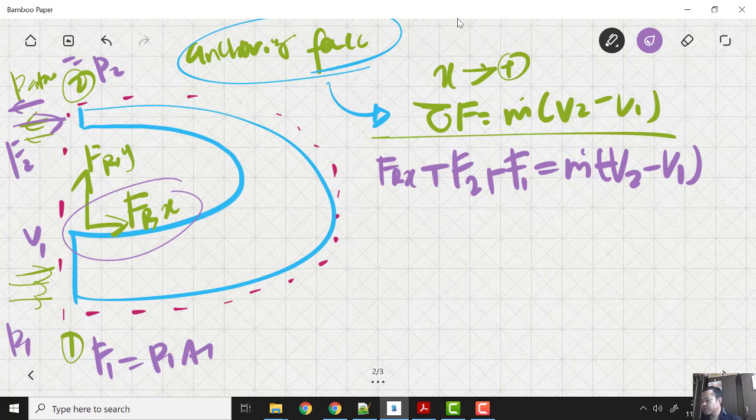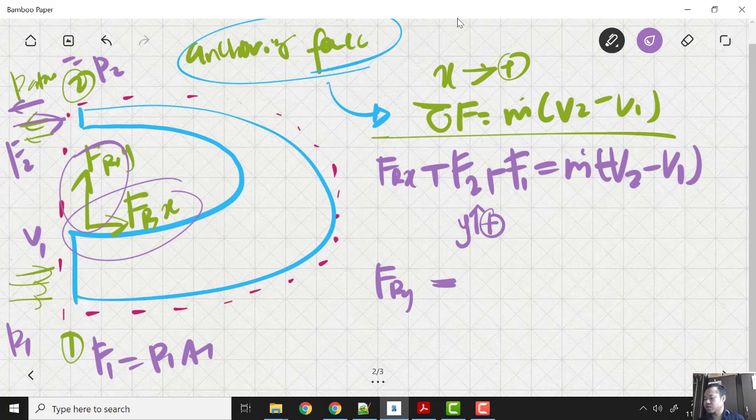Okay, right. So in the Y direction, considering upward as positive, we have FRY. Do we have another force in the Y direction? We don't have one at point 1. At point 1 we only have F1, moving in the X direction only. And at point 2, we have F2, also moving in the X direction only. Since there is no angle, just FRY only, equal to m dot.